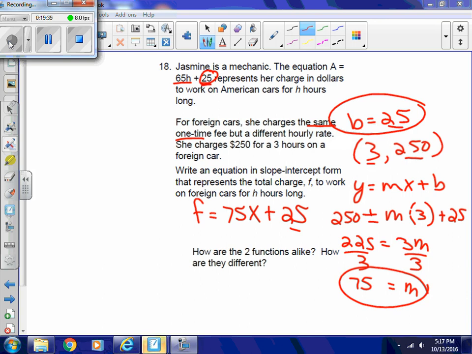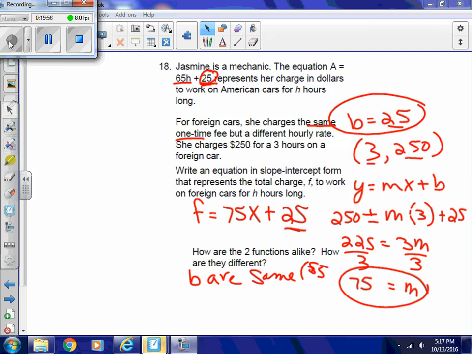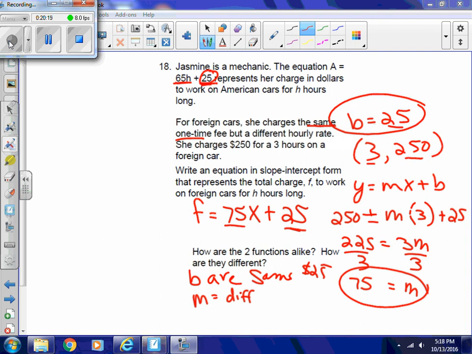How are the two functions alike and how are they different? Well, they both have the same initial charge of $25. So the B's, the y-intercepts, are the same. They're $25. But the difference is the slope, the hourly rate. The M's are different. They have different slopes. One has an hourly rate of 75 and the other one is only 65.